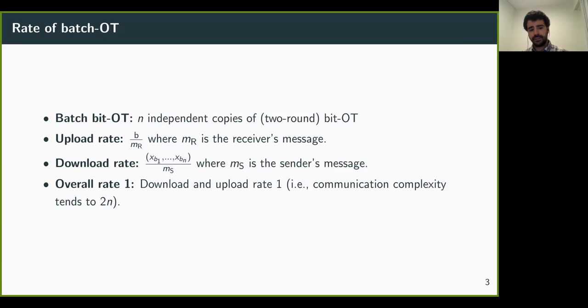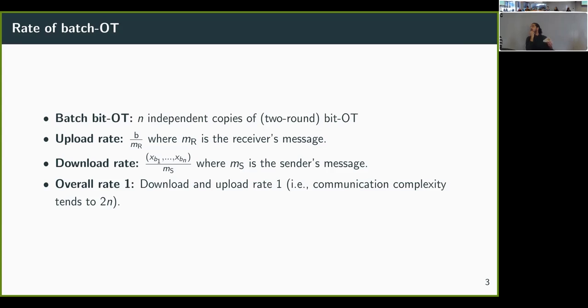And we say that the OT has overall rate 1 if both the upload rate and the download rate are close to 1. It's very easy to see that the information theoretical lower bound is 2n. So we need at least 2n bits to perform n independent copies of OT.